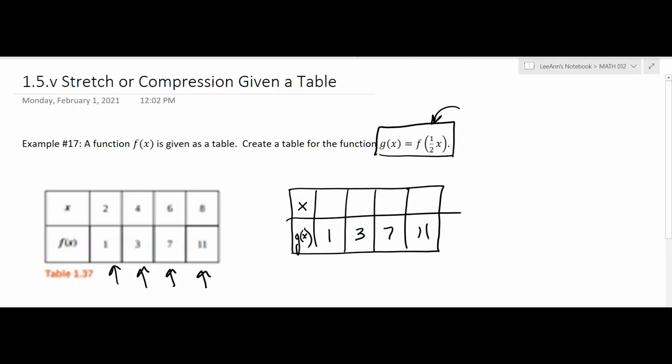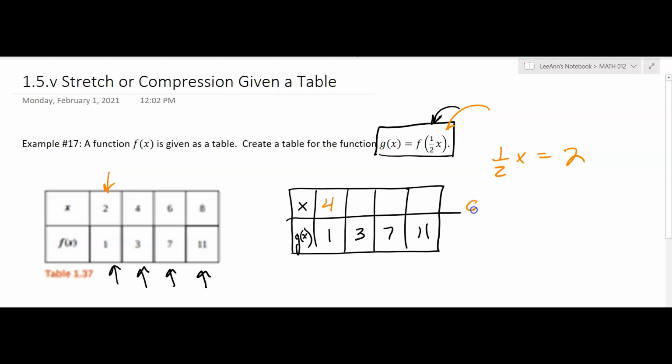Those are going to stay the same. Now, think about it this way. What do I have to put in for x to get an output of 1? So I want to say when I had an input of 2, I get an output of 1, right? So I need 1/2 of x to equal 2. Then I would have f of 2, and then I would get an output of 1. So multiply by 2, and you get x is 4. So that's going to be my input.